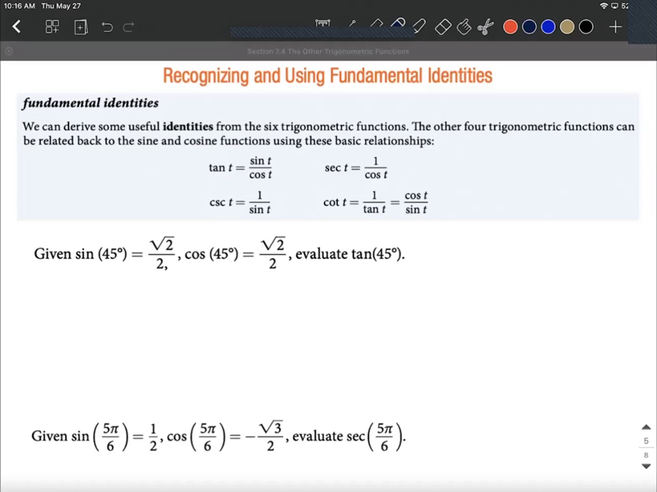Let's see if we can utilize these to evaluate tangent of 45 degrees, when we're given sine of 45 and cosine of 45. So to get tangent of 45, what I'm going to use is this quotient identity. So I can first rewrite tangent of 45 degrees as going to equal sine of 45 over cosine of 45 degrees.